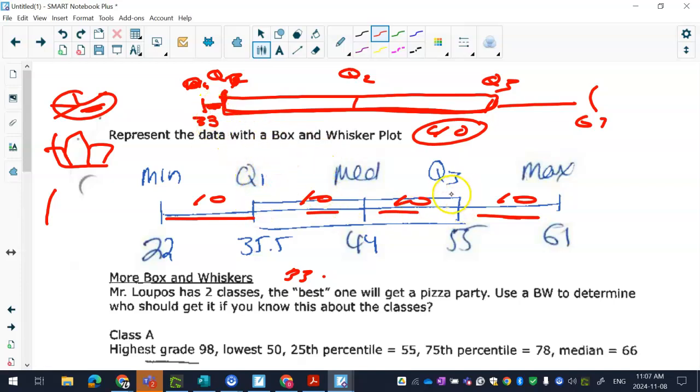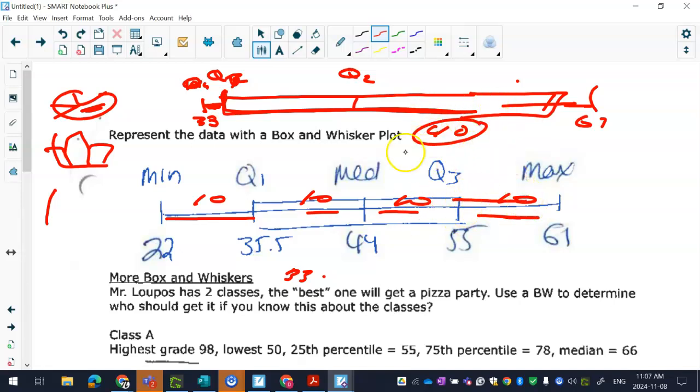If this Q3 wasn't 55, but let's say it was 60, what would that do to my drawing? Let's think about this for a second. If this was 60, Q3 would be over here somewhere, and this box would be like that. So Q3 would be a lot more spread out than what I see here.